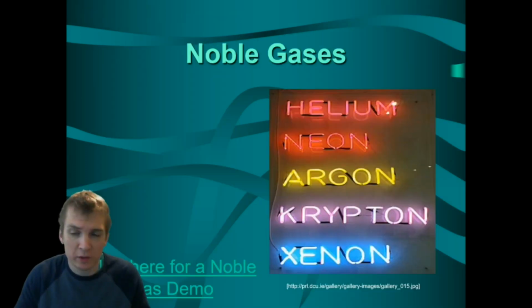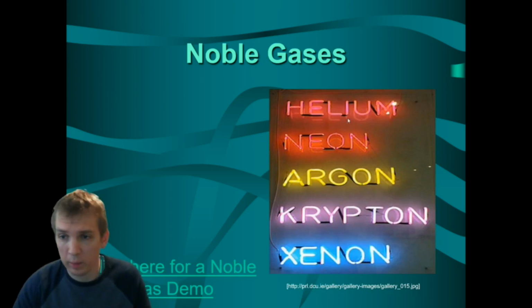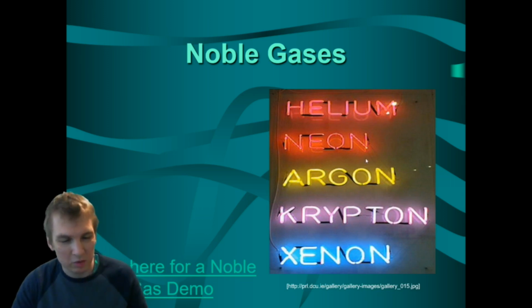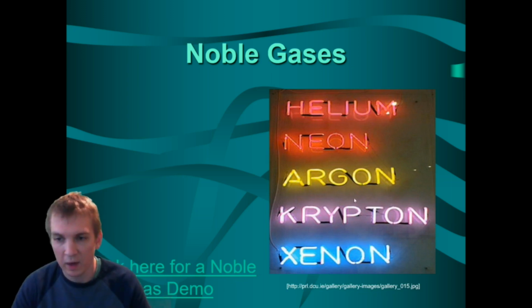All right, so if we can't do any reactions with the noble gases, what do we do with all of them? Funny enough, helium is used for balloons a lot of the time. Argon is found in our atmosphere. We don't really use it too much. It's one of the most abundant gases in our atmosphere besides oxygen and nitrogen and all of that. Argon is the most abundant noble gas.